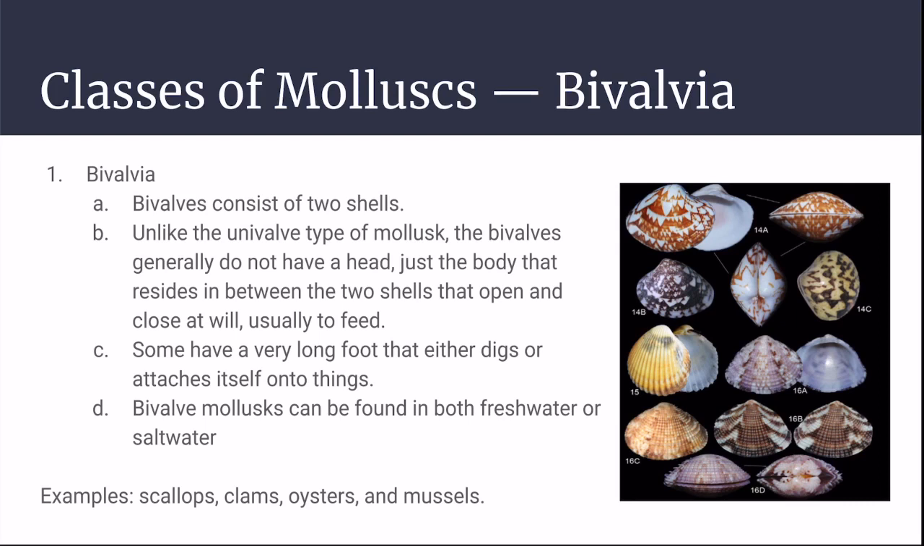And then the next class we have is bivalves, which means two shells, like bi is two. And not dissimilar to the univalves, bivalves generally do not have a head. They only have the body that sits inside of the two shells that open up kind of like doors, and they usually only open up for them to eat. Some of them have a really long foot that digs or attaches itself into the ground as a base. And bivalves can be found in freshwater or in saltwater. So some examples are scallops, clams, oysters, and mussels.